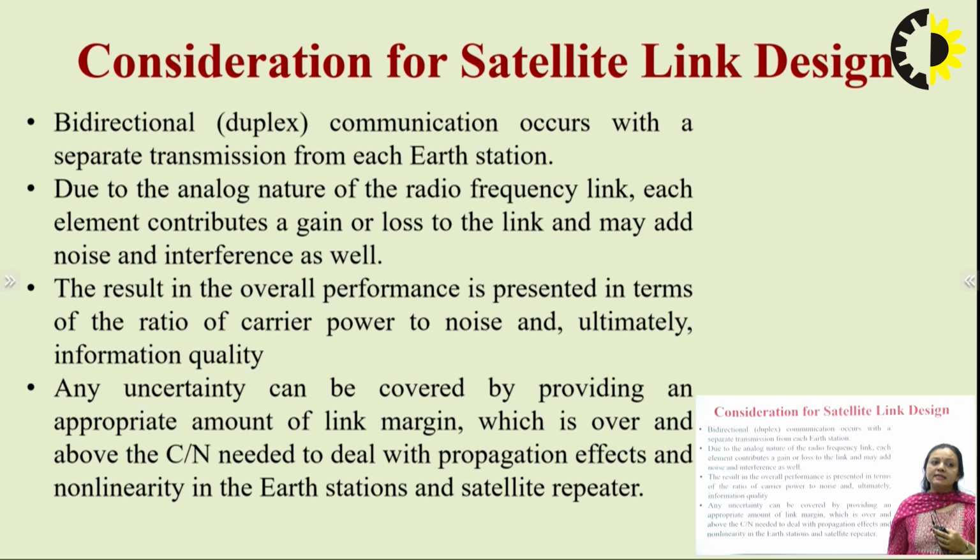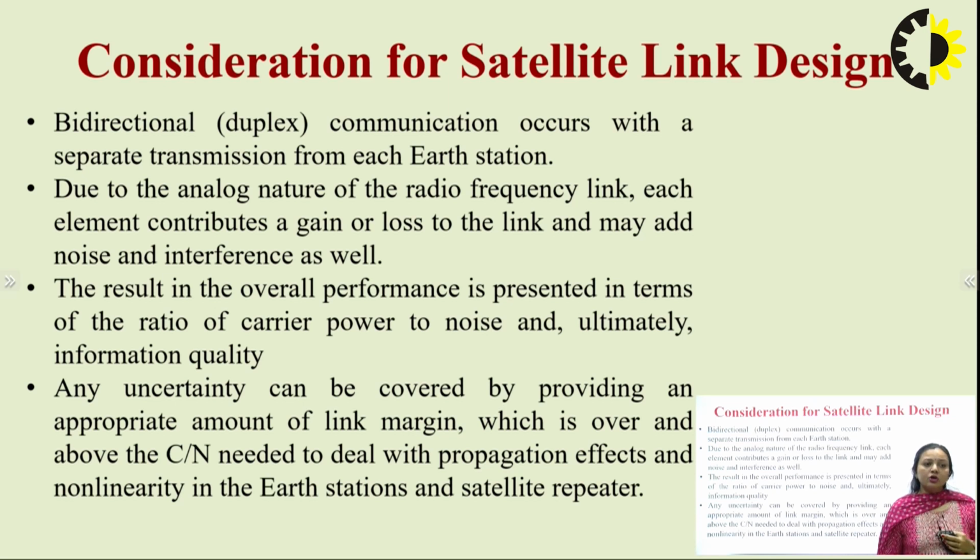Next thing to consider is bidirectional communication. There is duplex, or two-way communication. It occurs with a separate transmission from each earth station. Generally the earth station wants to transmit information, and it also wants to receive information from the satellite. So the antennas which we use at the earth station are generally duplex antennas, or we can say a duplexer. The same antenna will be used for transmission as well as reception.